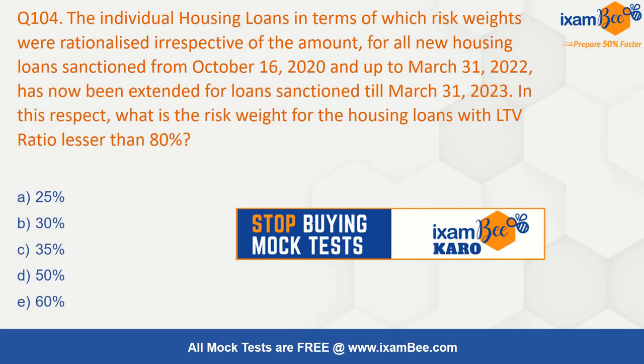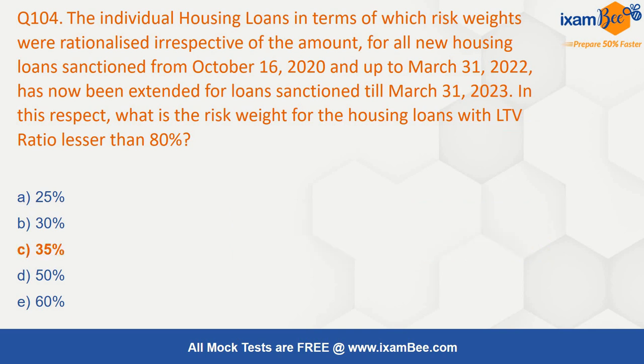Next one: for individual housing loans, risk weights were rationalized irrespective of the amount for all new housing loans sanctioned from October 2020 up to March 2022, and this has been extended for loans sanctioned till March 2023. In this aspect, what is the risk weight for housing loans with an LTV ratio lesser than 80%? Loan to value ratio. This is another piece of knowledge you have to know: LTV is loan to value ratio, the value of the security. Say if LTV is 80%, it means a house having 1 crore value is given an 80 lakh loan.